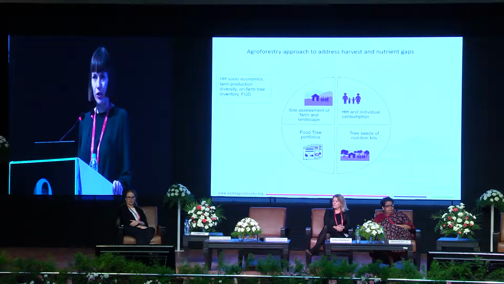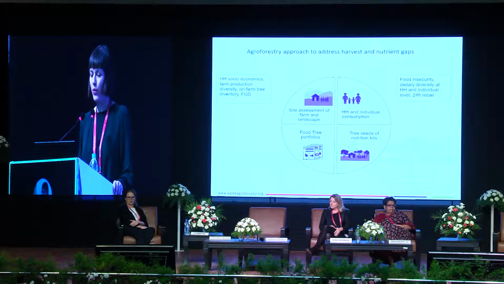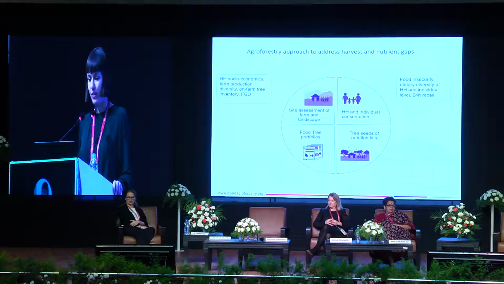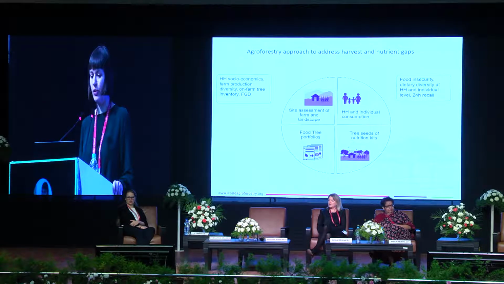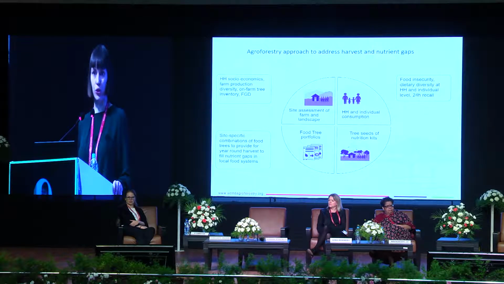And not only production data are important, but also nutrition information, so which foods are people actually consuming. So for this, food insecurity data were assessed, as well as the dietary diversity score and 24 hours recall. And both this information, the production information and the information about the nutrients, were combined to develop the food tree portfolios, which are defined as site-specific combinations of food trees to provide for a year-round harvest to fill nutrient gaps in the local food system.